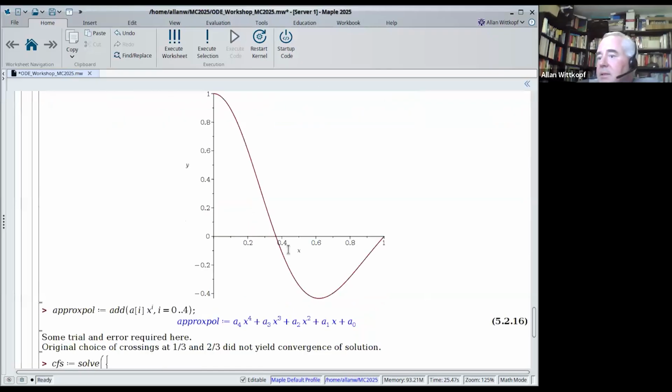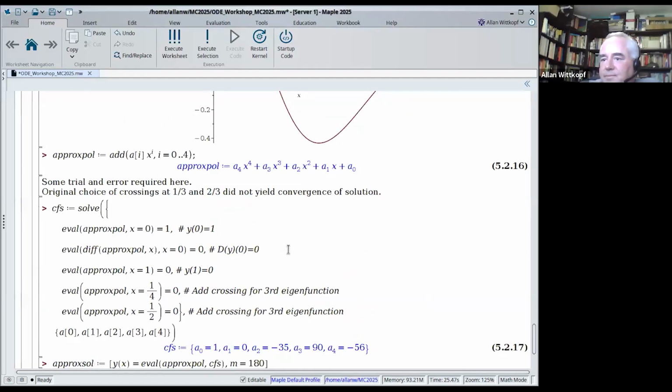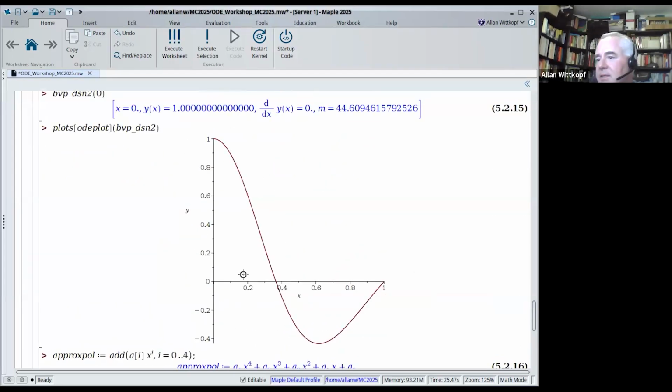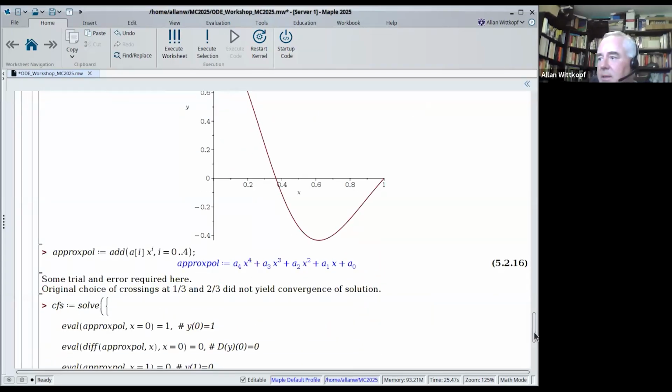And then the third one got a little tricky. So I originally tried a crossing at 1/3 and 2/3, but that didn't work. If you look at the way the plot works, though, you can see that the crossings are not at the midpoint, but rather look kind of more to the left because the function's starting out at a positive value, going back down and back up to a 1. So the crossings should kind of be a little bit to the left side.